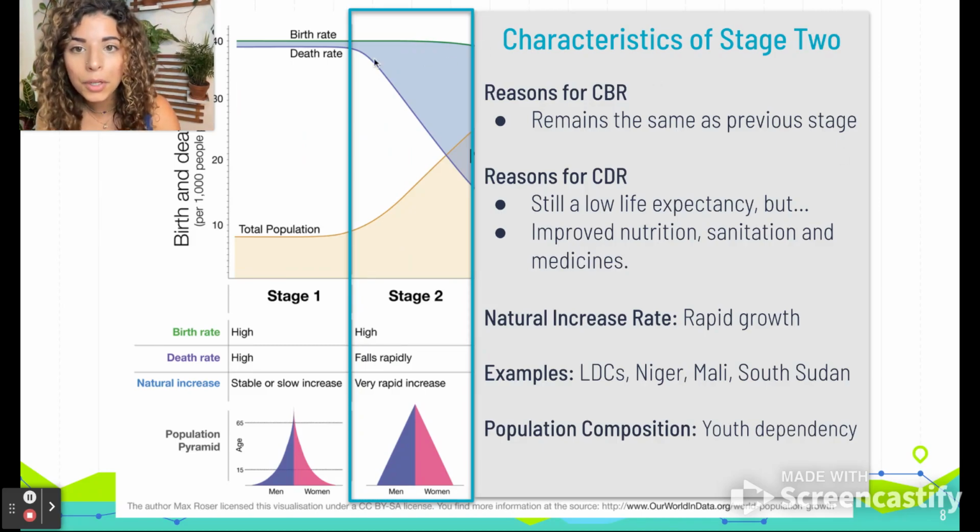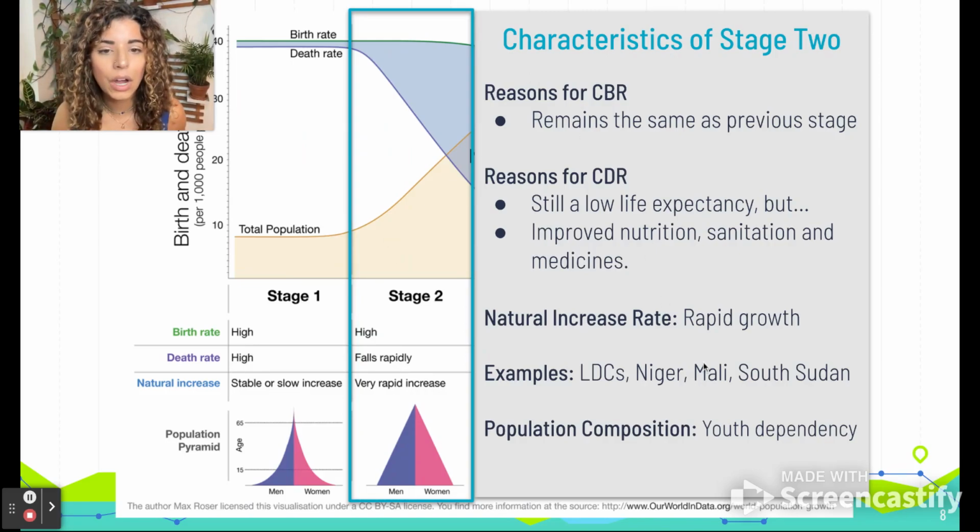Because birth rate is still high and death rate is declining, we see rapid growth. So total population is increasing. Birth rate high, death rate is falling rapidly, rate of natural increase is very rapidly increasing. Typically we see this in less developed countries. Examples would include Nigeria, Mali, South Sudan, places that are not well developed in the world. And then population composition, again, is high youth dependency.